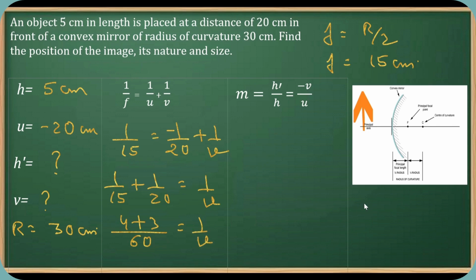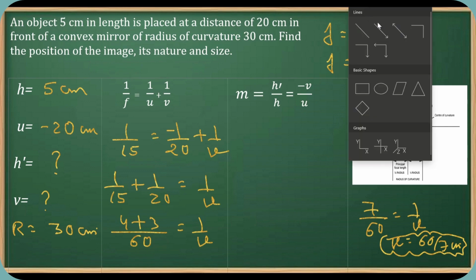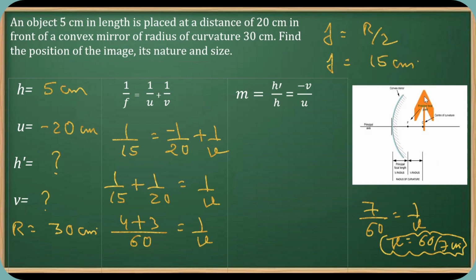So now we can say from here that 7 over 60 is equal to 1 over V. So V is going to be how much? 60 over 7 centimeter. And you can see that V is positive here. So any distance which is positive is to the right of the mirror. So now we can say that the image so formed here is to the right hand side, behind the mirror, and that's why we should say that the nature of the image is virtual and erect.